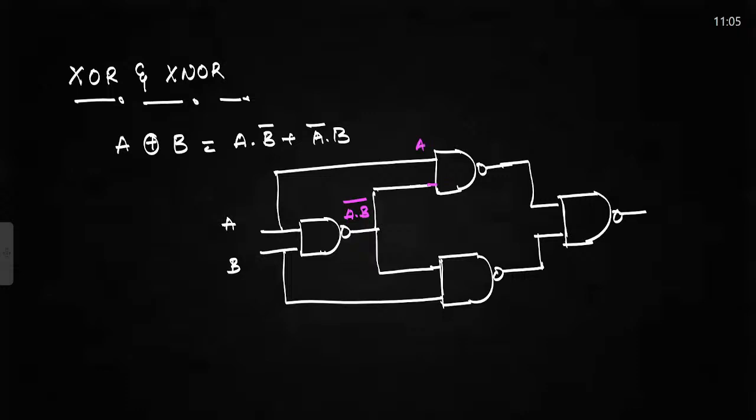And here you will get A. Here you will get A and B bar. And you will get B. So here my output is A and B bar whole bar, and here you will get B and A and B bar whole bar. Right. And when you calculate this one, here you will get Y. So here you will get A XOR B. Now let us verify that one.